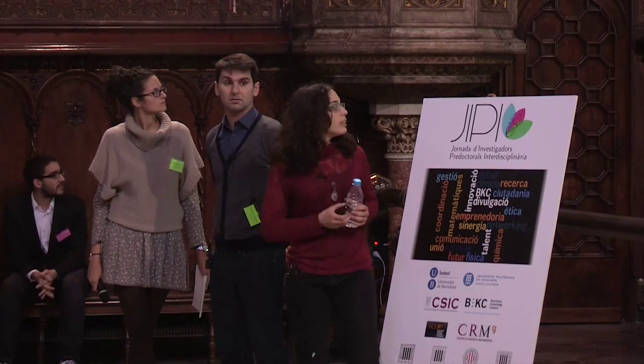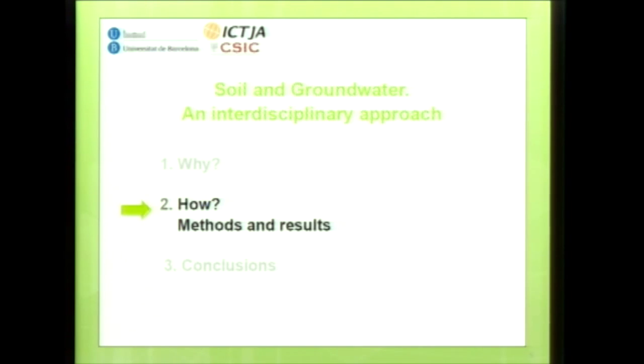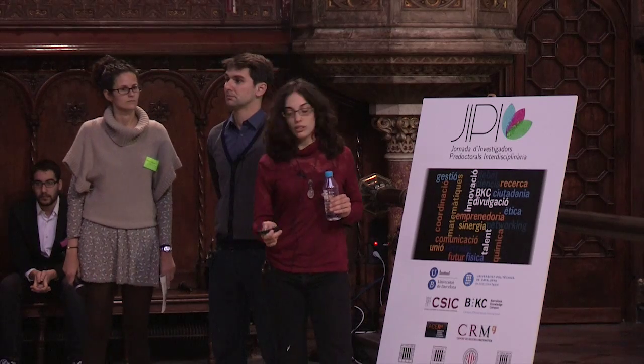this water? We use different techniques depending on the part of the soil and the subsoil, and we can divide the subsoil into 3 different parts. The first part is the soil. It goes from the surface to the bottom of the roots, and after that is the transit zone, from the bottom of the roots to the water table, and finally we find the aquifer, where the water is.